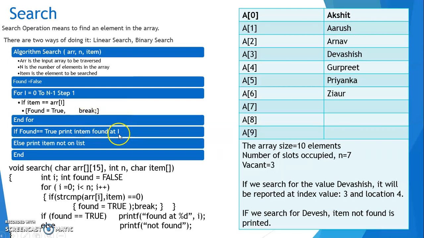So the value of I will give you the location in the array, and the actual location will be I plus 1. Otherwise, if found is not equal to true, that means we were not able to find the element in the list. Now the same thing has been done in this C program for the list of names.